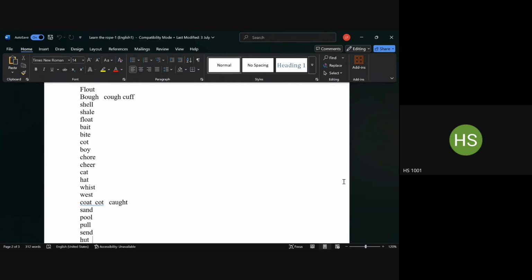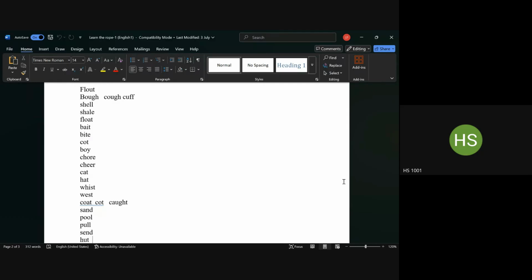Are the vowels the same? How do you say the second word after bow? We say it as cough, with the short o sound. Cough. Then the last one, how do you say that one? Cuff. Cuff. Right? Yeah.